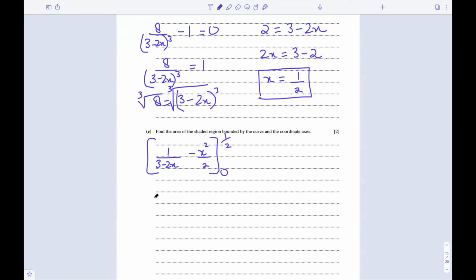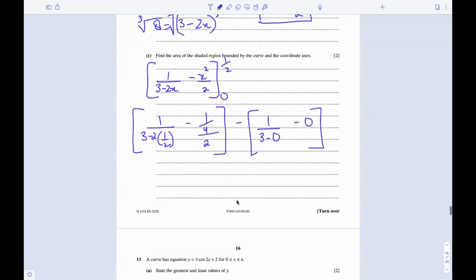So substituting 1 upon 2 into the equation, we get 1 upon (3 minus 2 into 1 upon 2), minus (1 upon 2) whole squared, which is 1 upon 4, upon 2. Minus, we'll substitute 0 into the equation, we get 1 upon (3 minus 2 into 0), which is 0, minus 0 upon 2, which will be 0. So this 2 and 2 will cancel out. We get 1 upon (3 minus 1), which is 2, minus 1 upon 8, minus 1 upon 3. Simplifying, we get the area is 1 over 24.